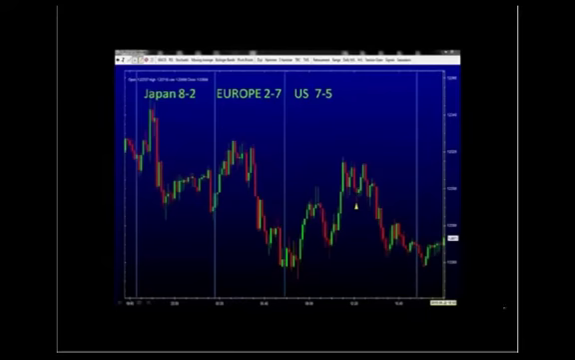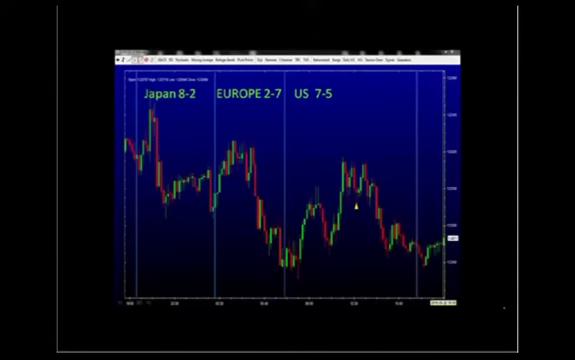Here we have the Japanese session, which starts at 8 p.m. New York time to 2 a.m. New York time. The European session starts from 2 in the morning to 7 in the morning, New York time. And the US session starts from 7 a.m. to 5 p.m. New York time.